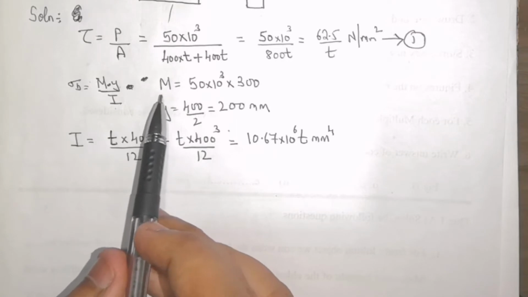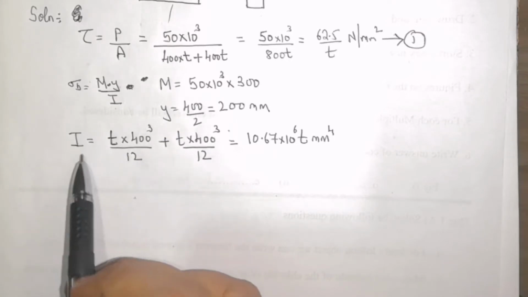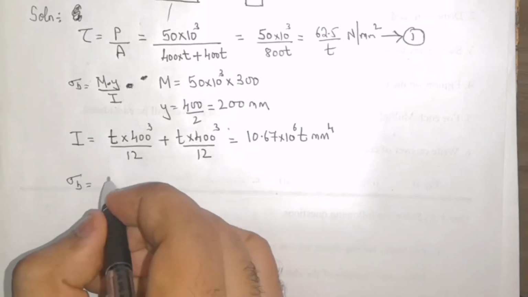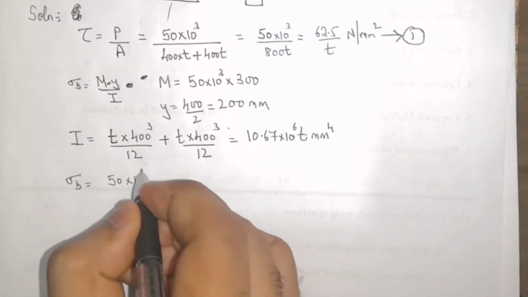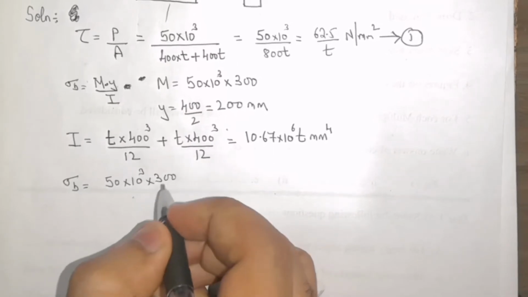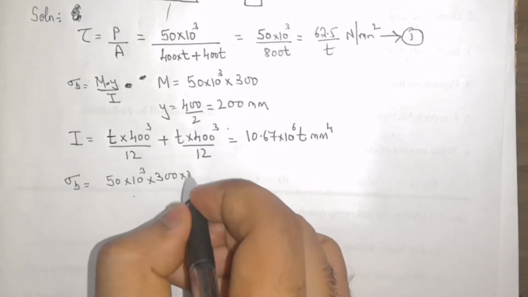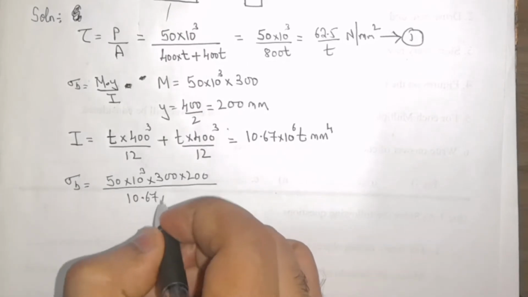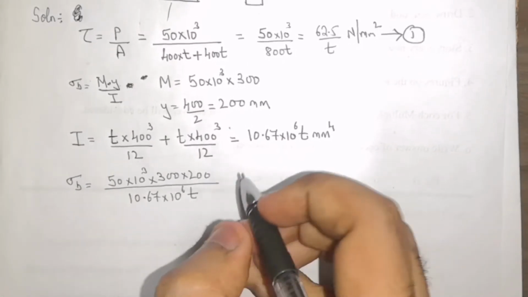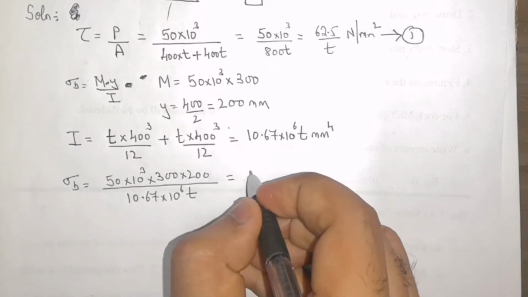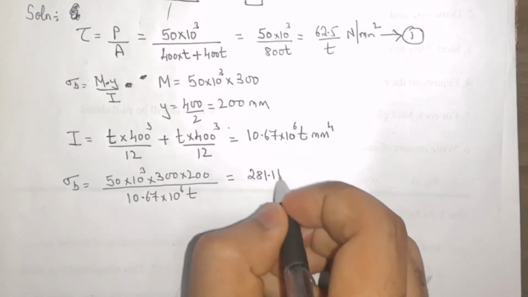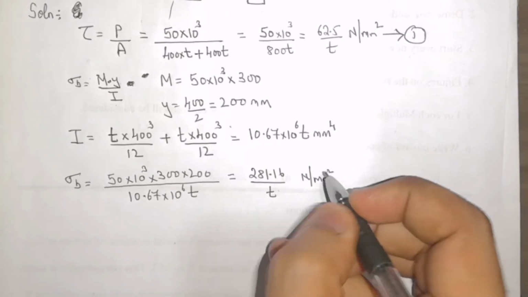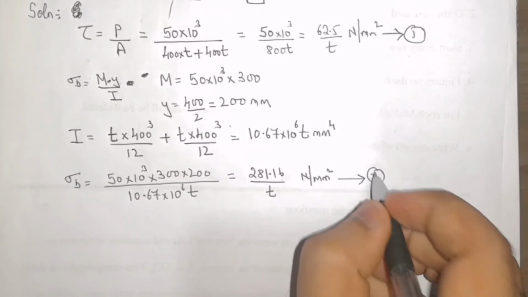We got all the values required, that is M, y and I. Substituting all the values in sigma b, I will get sigma b is equal to 50 into 10 raised to 3 multiplied by 300 multiplied by 200 divided by 10.67 into 10 raised to 6 T, which is equal to 281.16 divided by T Newton per mm square. Let this be equation number 2.